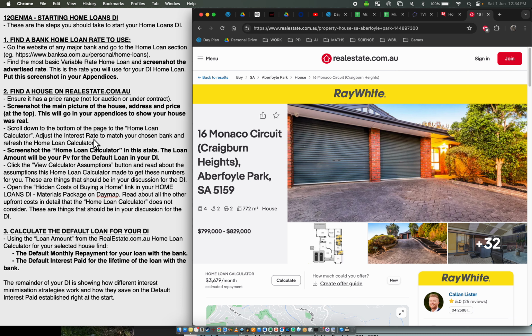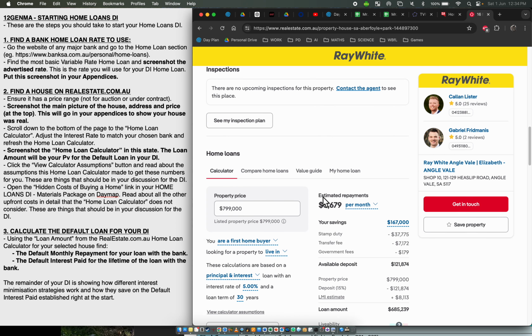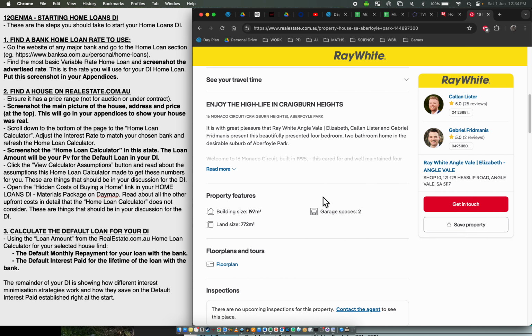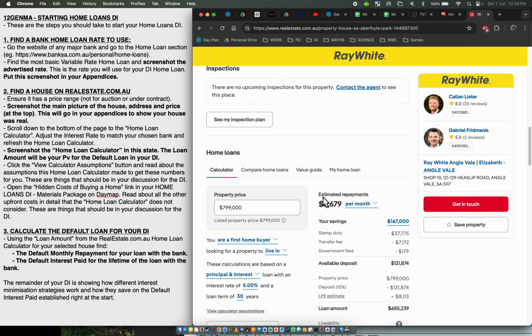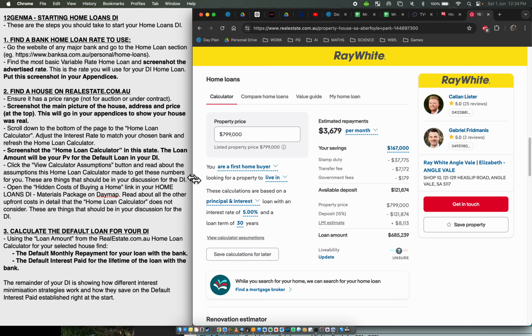Now, the more important part is you go to the home loan calculator at the bottom. Scroll down, scroll down. This is the home loan calculator here. Now, this is important because there's a bunch of fees and charges that you're not aware of, okay? And this gives you a guess or a number to start off with that accounts for that, and then you can cover for that with your assumptions and limitations at the end of your DI.